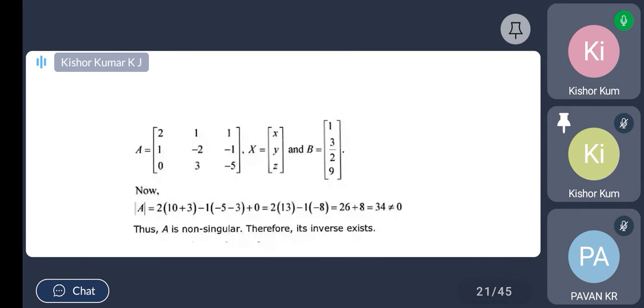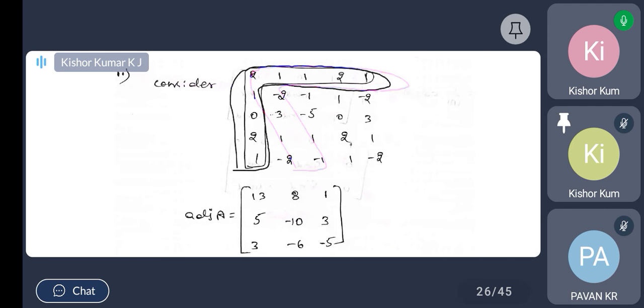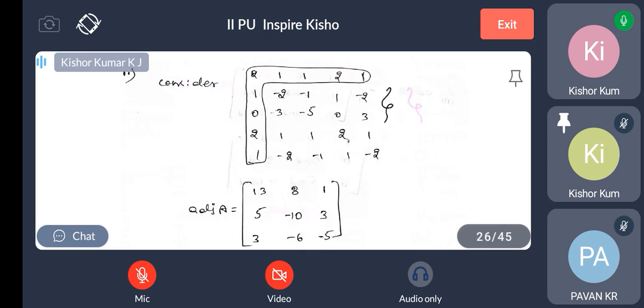1, 1. You should mention it as a repeat of R1 and R2. Now after considering this, you should remove the first row and first column. Remove the first row and first column. Keep on calculating now by considering 2 rows at a time. The first thing, I can take the first 2 rows, and remember one thing.